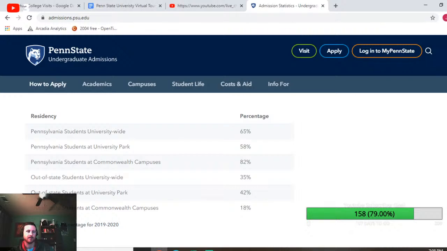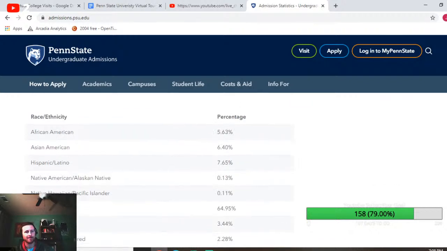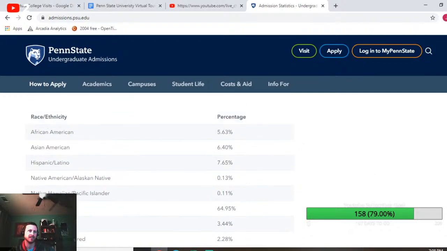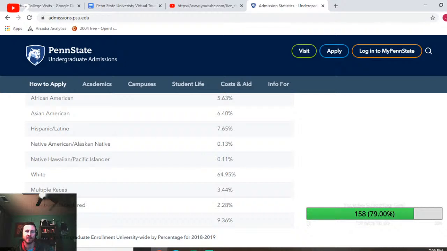Residency. See, so out-of-state students, university-wide. So, I mean, they accepted a lot of people from out of state, which tells me that they have some pretty good programs of assistance, like financial aid, that would be available to people. And then you can break it down by race. Obviously the highest is going to be white, but it looks fairly diverse. It's actually kind of interesting that they provide this kind of information.